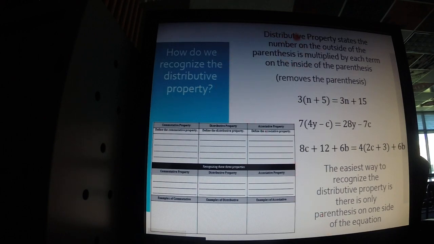The distributive property states that the number on the outside of the parentheses is multiplied by each term on the inside of the parentheses. So automatically we know we have to have a set of parentheses on one side, but because we multiply it through, we won't have parentheses on the other side. So your big recognition is that it removes the parentheses, and that's what I put down here. The easiest way to recognize the distributive property is that there's only parentheses on one side of the equation, or the distributive property removes the parentheses from one side.